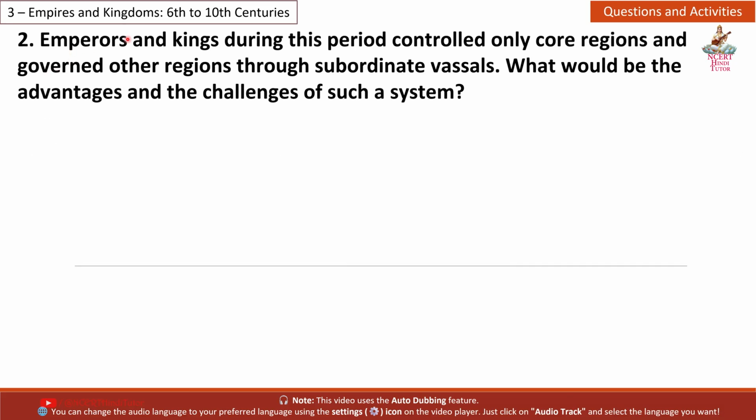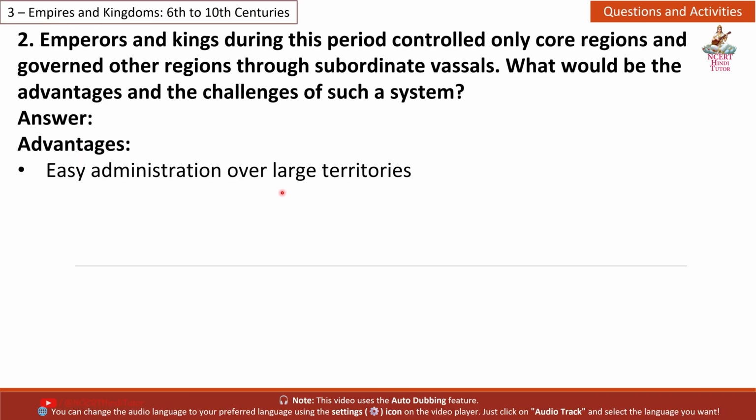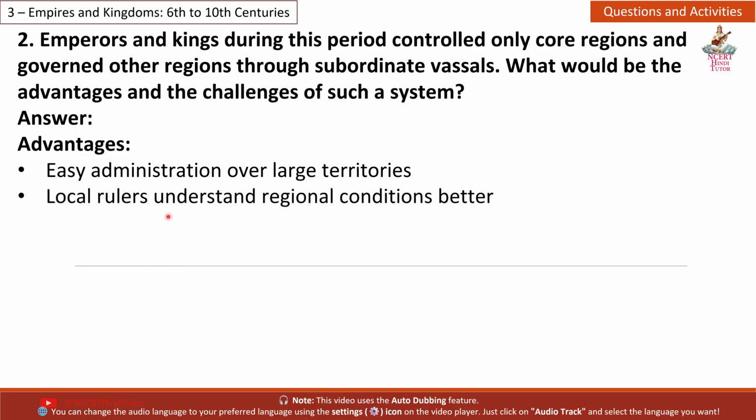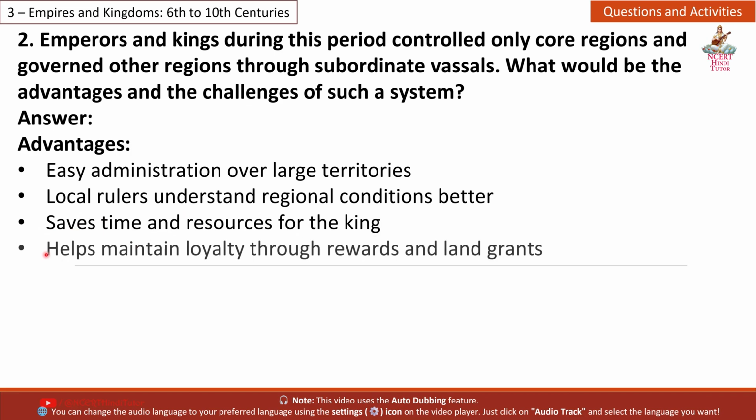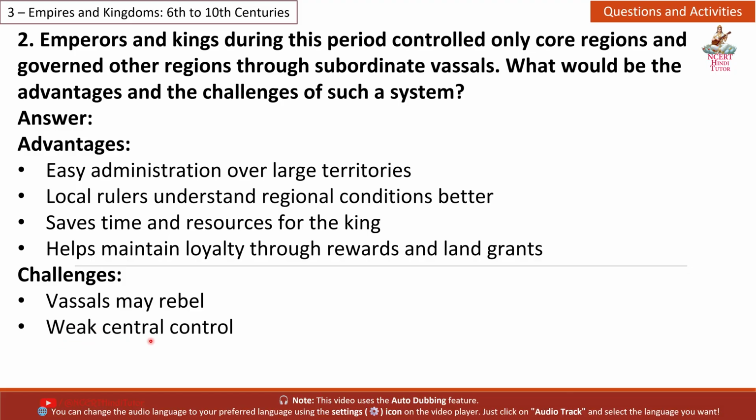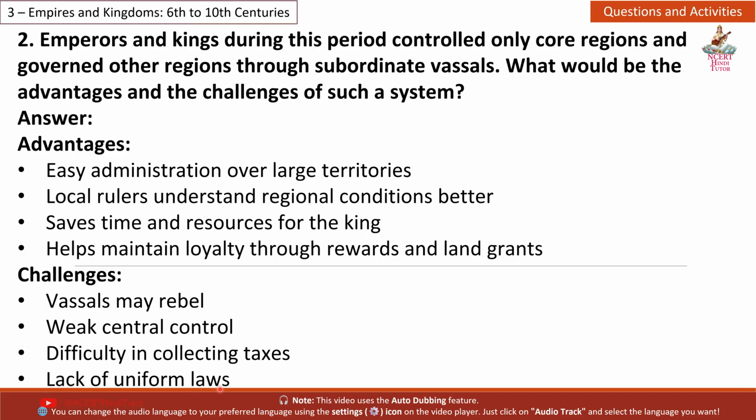Question 2. Emperors and kings during this period controlled only core regions and governed other regions through subordinate vassals. What would be the advantages and the challenges of such a system? Answer: Advantages: easy administration over large territories, local rulers understand regional conditions better, saves time and resources for the king, helps maintain loyalty through rewards and land grants. Challenges: vassals may rebel, weak central control, difficulty in collecting taxes, lack of uniform laws.